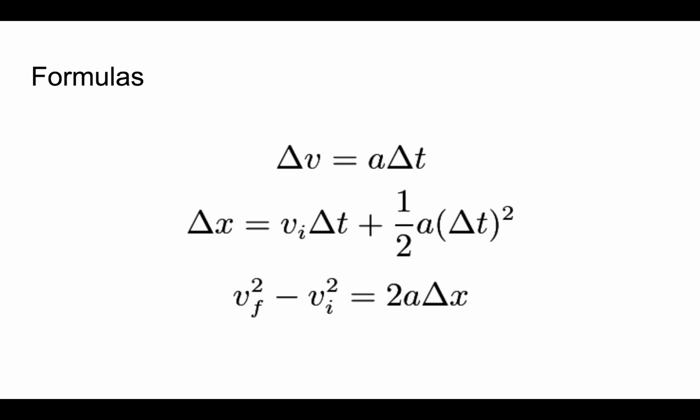Then finally, we have this other equation. The square of the final velocity minus the square of the initial velocity is equal to 2 times the acceleration times the change in distance, the displacement. And what's good about this equation is that it is independent of time. So if you don't know how much time a process takes, you can still find a particle's change in position or change in velocity, depending on which one you're looking for.